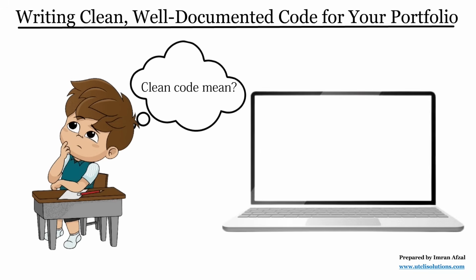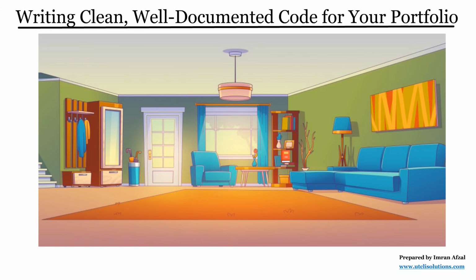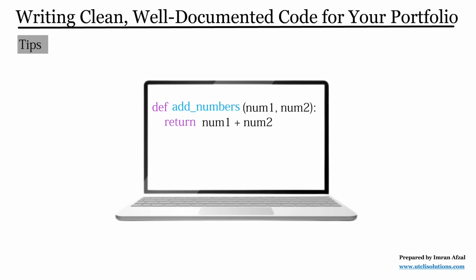Clean code is code that's easy to read, easy to understand, and of course, easy to change. It's kind of like having a clean room. Everything is in the right place, and you can find what you need quickly, right? Let's go over some simple tips that I wanted to share with you to help you write clean Python code, so it will look really nice on your GitHub profile.